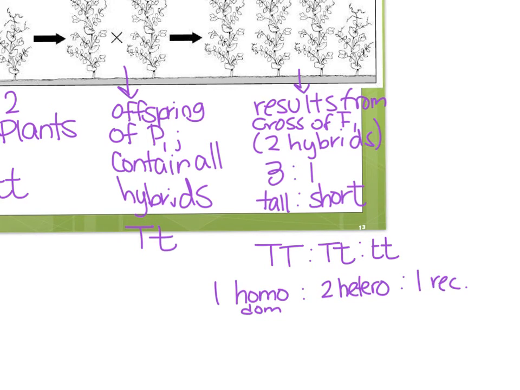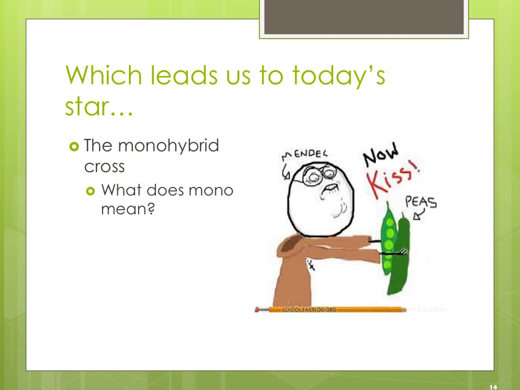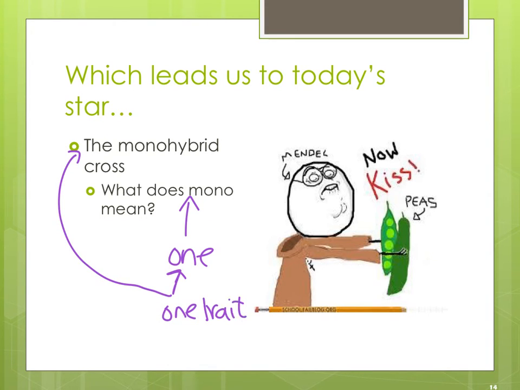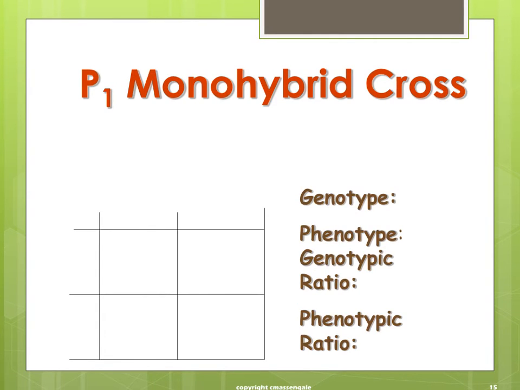Now for the fun part, we actually have to do some. So we're going to do the monohybrid cross. What does mono mean? One. So this is going to be one trait. We're going to only look at one trait at a time. Let's do a P1 monohybrid cross together. The way in which I'm going to do this should show you how I expect you to do it from now on in class or on your homework.